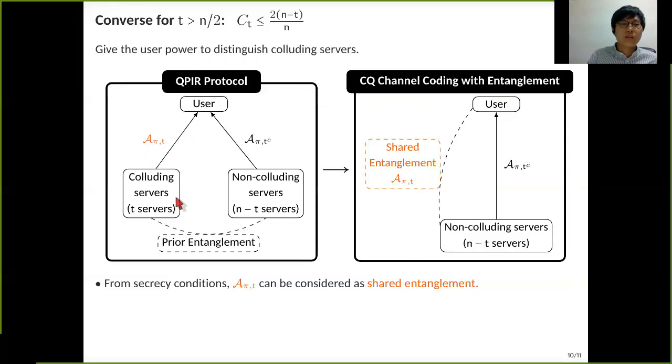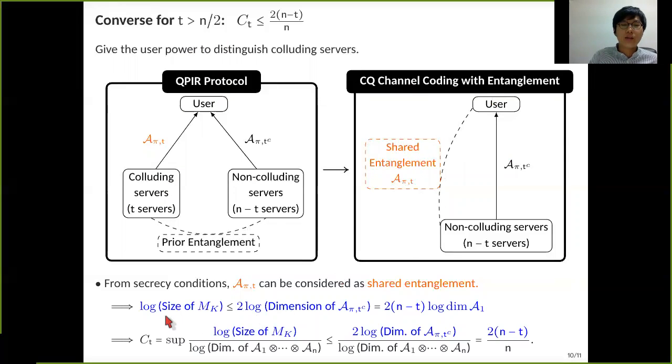Then in our paper, we prove that the information from colluding servers can be considered as a shared entanglement. So then we can apply the result of secret channel coding with entanglement. Then the classical message size is less than twice the dimension of the transmitted systems. Because there are n-t non-colluding servers, this 2(n-t) comes out from this equation. Using this result, the capacity is upper bounded by this value. So this is the end of our converse proof.